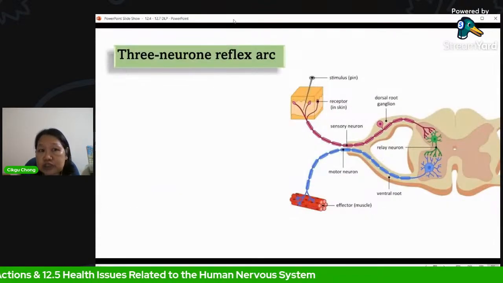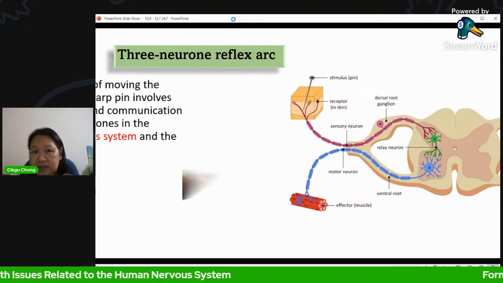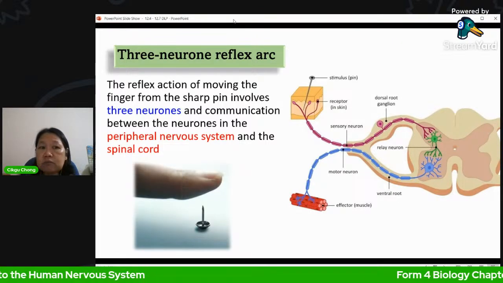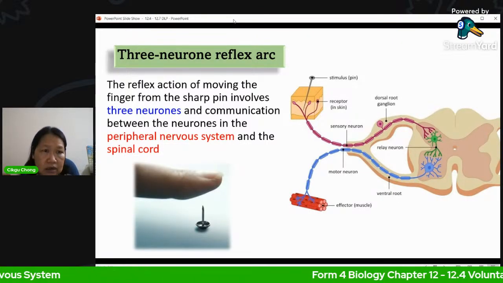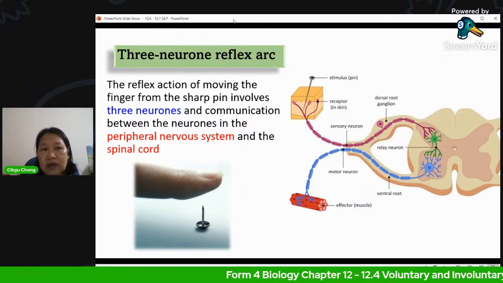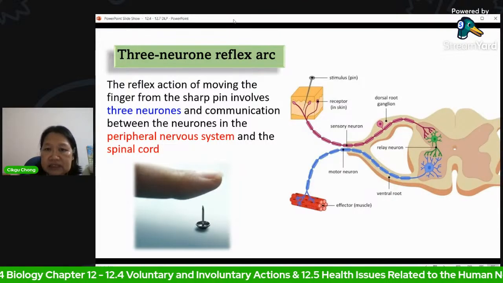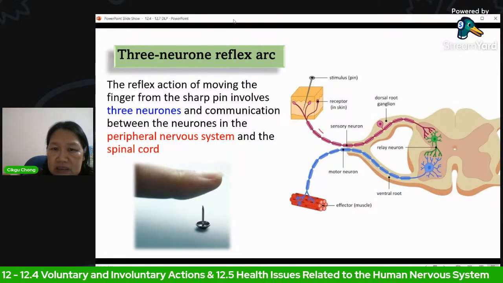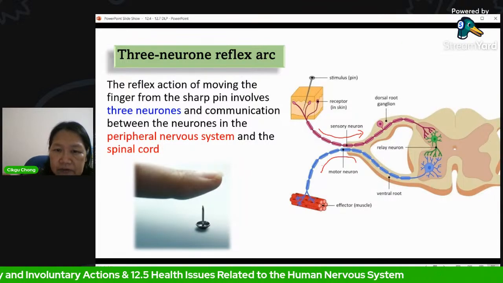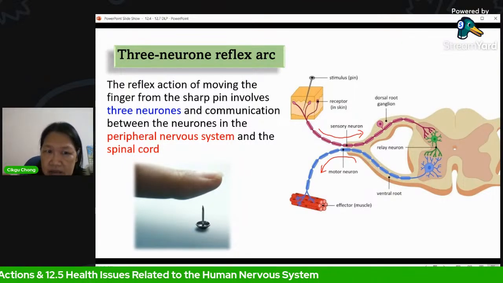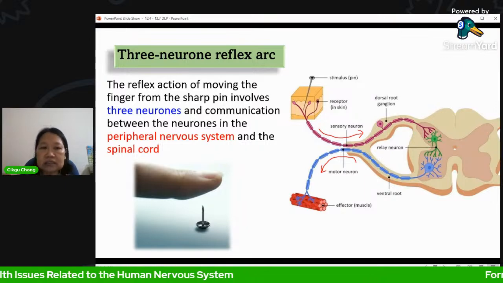Now let's look at the three-neuron reflex arc, with the same picture here. The reflex action of moving the finger away from a sharp pin involves three neurons, and the communication between the neurons in the peripheral nervous system and the spinal cord. The peripheral nervous system is this one going in, and this is the spinal cord.